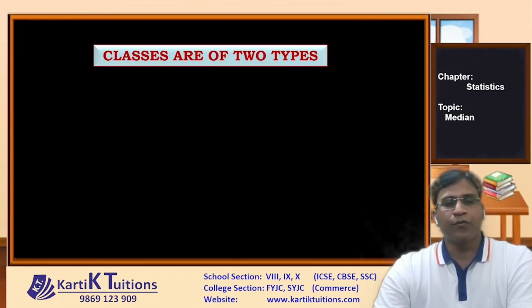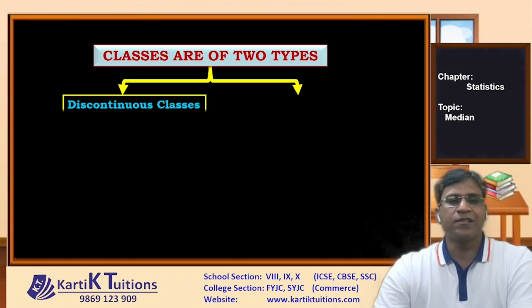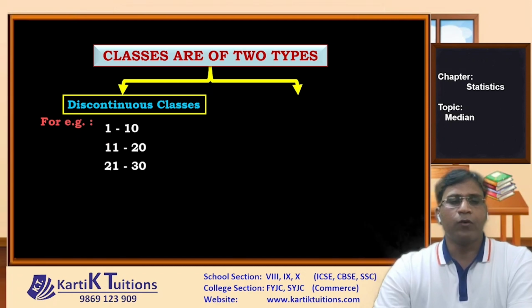Now, there are two types of classes. The first is discontinuous classes. Let's have a look at an example of it. Here, I've taken an example of 1 to 10, 11 to 20, 21 to 30. Now, if you observe, for the first class, the upper limit is 10, whereas for the second class, the lower limit is 11. So here we say these are discontinuous classes.